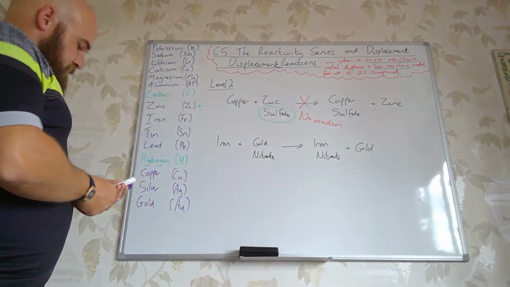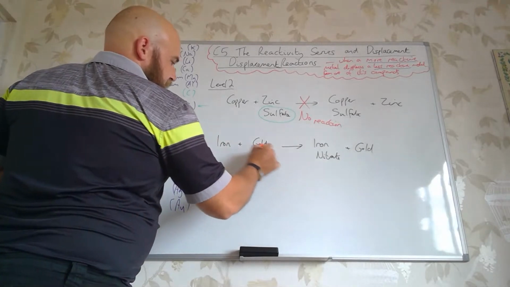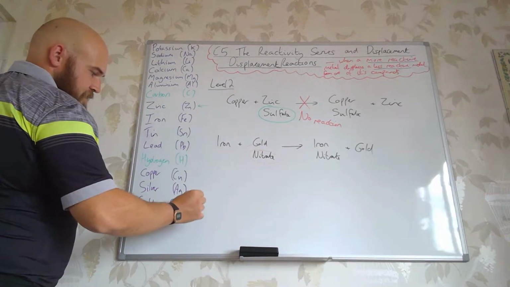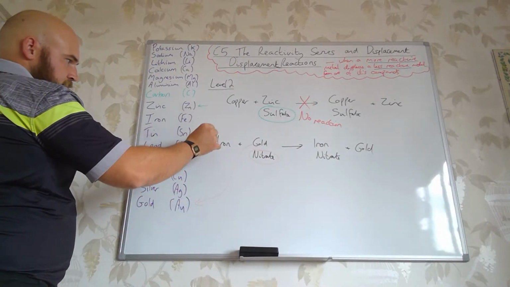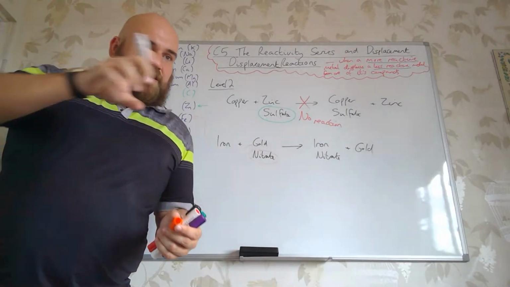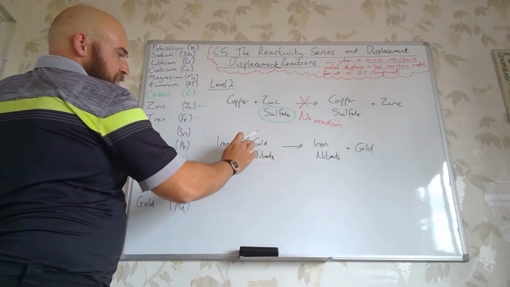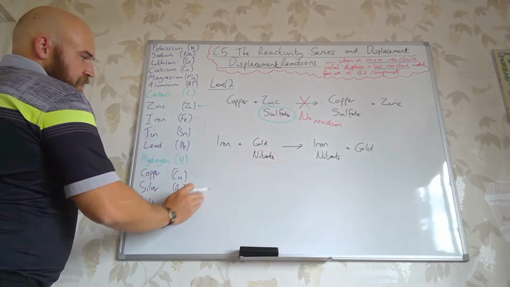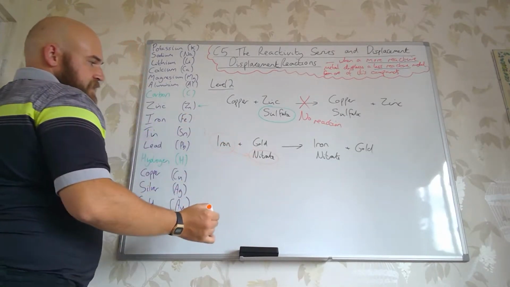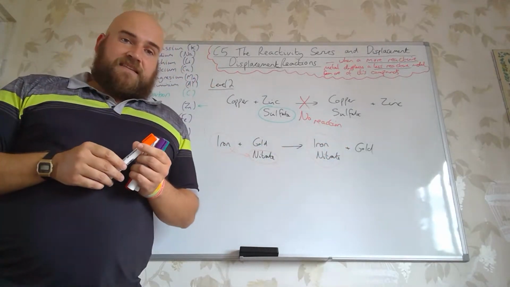Well, let's have a look. How should we go about answering this? So the nitrate has to make a decision. It's either going to stay with gold or iron. Well, gold is there. Iron is there. So iron is more reactive. So the more reactive metal is going to replace the less reactive metal. So all that happens here is it's a bit like swapping partners, is that the iron will take the nitrate to make iron nitrate, and you're left with gold at the end.